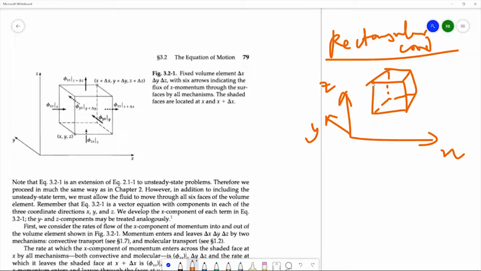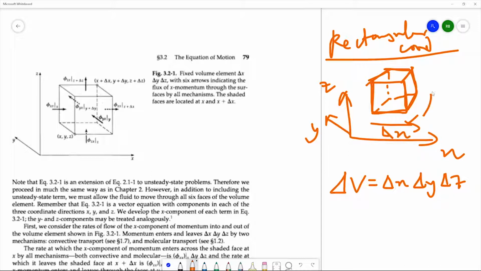So you are assuming a small finite volume, very small volume, delta V. What is the volume of this small element? That is delta X, delta Y, delta Z. In this direction it is X, so it is delta X. In this direction it is Y, so it is delta Y. In this direction it is delta Z.